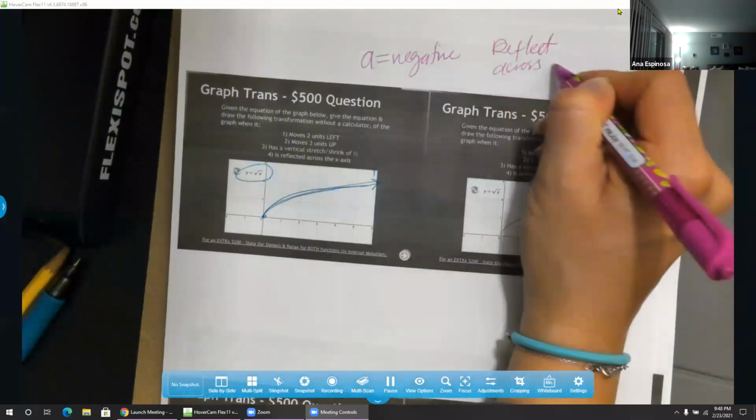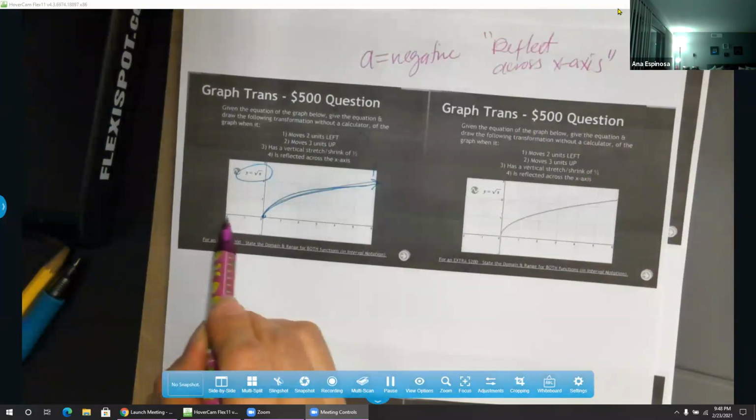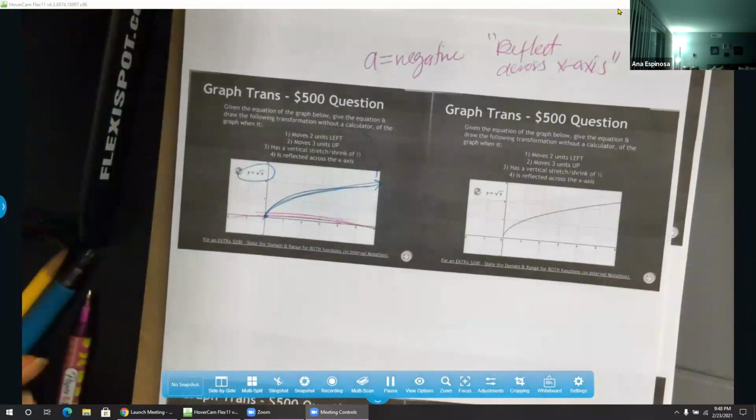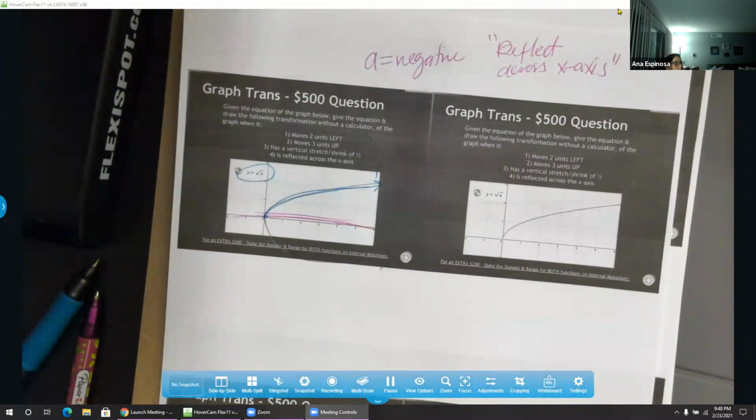This is what the book says, and all the books say this. It's a reflection across the x-axis. So you're basically going to grab this and flip it this way, so it's going to look like this, right? But that is assuming that there has been no horizontal or vertical shift at all. That's what it is assuming, okay?